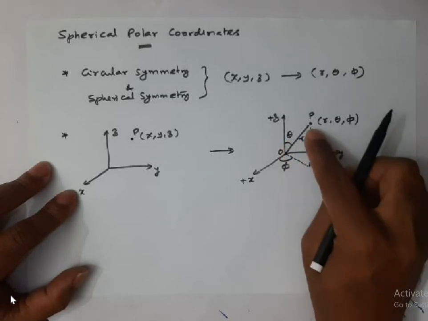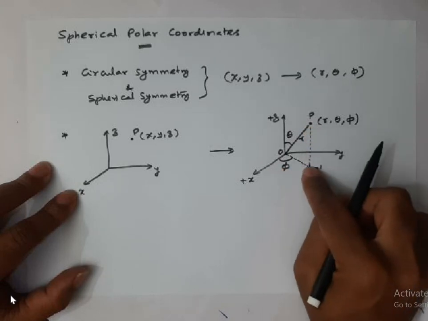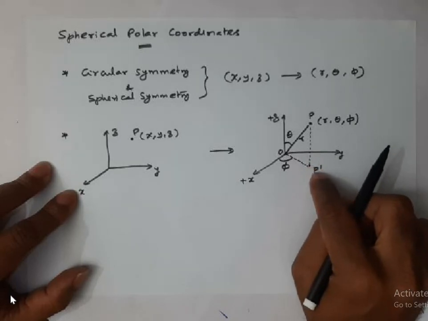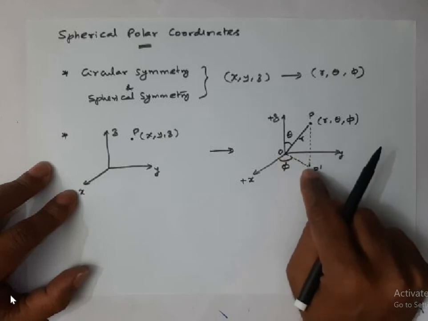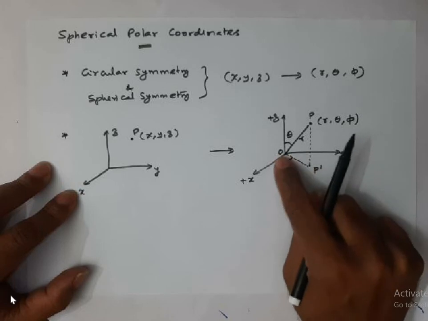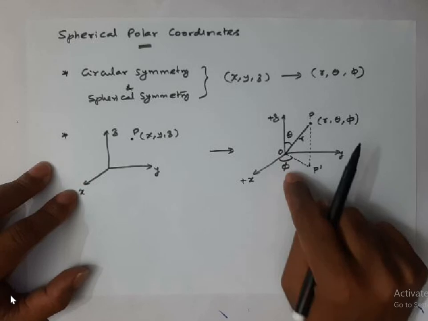What is phi? You draw a projection from the point P to the xy plane, and that projection will touch this plane at one point. Let us take that point as P prime, then connect the origin to the point P prime. Now measure the angle between the plus x axis and this line. That angle is what we call the phi angle.